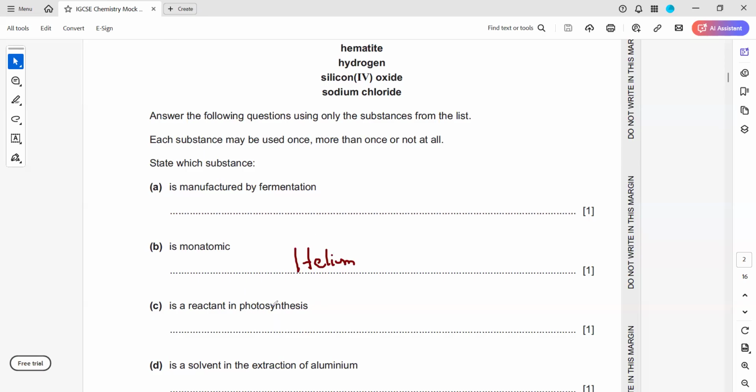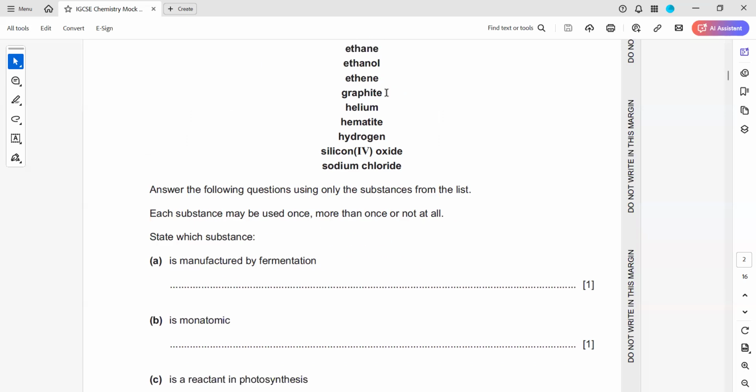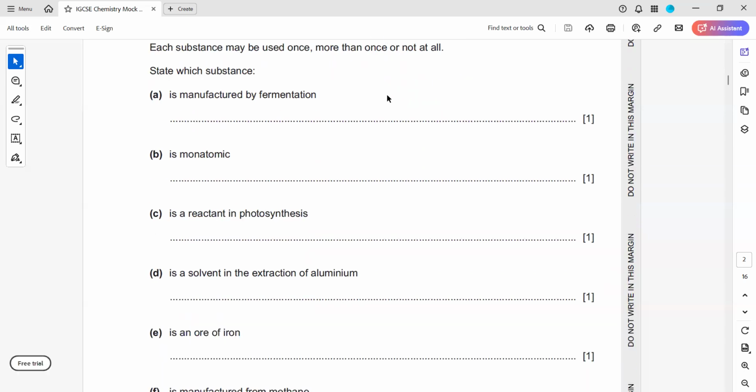It is a reactant of photosynthesis. What is a reactant of photosynthesis, when you see the substances given? Carbon dioxide. Carbon dioxide plus water gives glucose plus oxygen. So this is carbon dioxide.